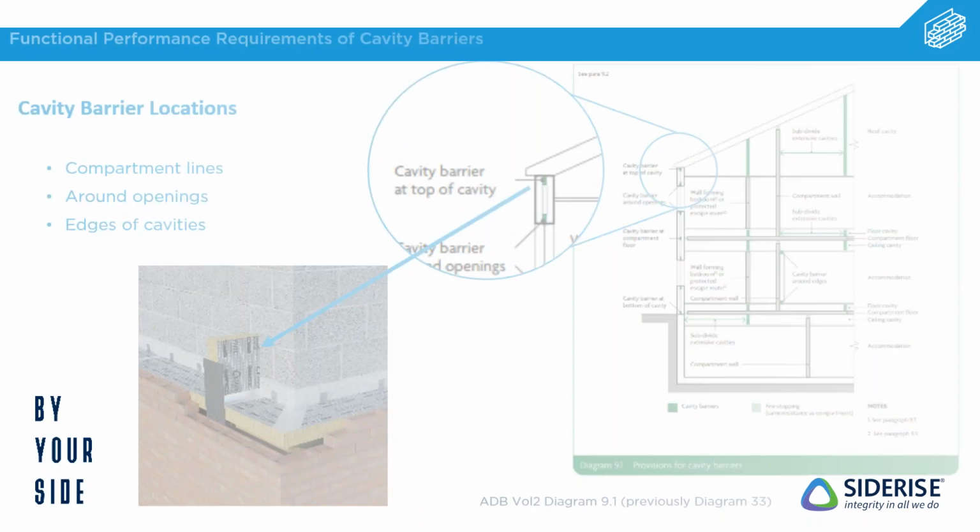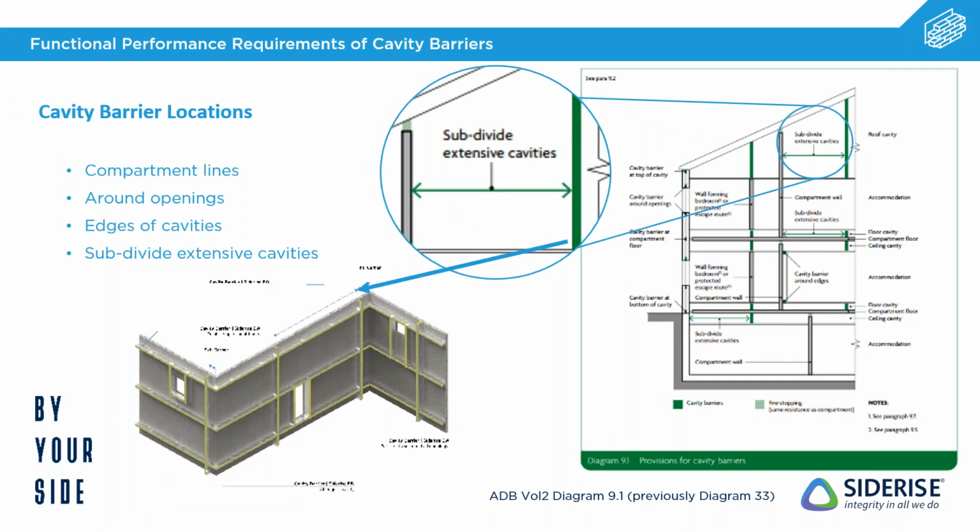Now, another important part that's brought up in regulation B3 and about restricting the movement of fire within the cavity is subdividing what's called an extensive cavity. Now, anything greater than 20 meters between two cavity barriers is defined as an extensive cavity, and that can be vertically or horizontal.